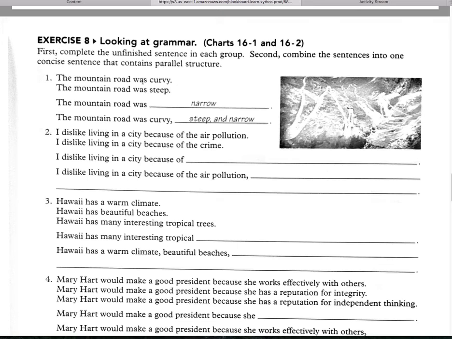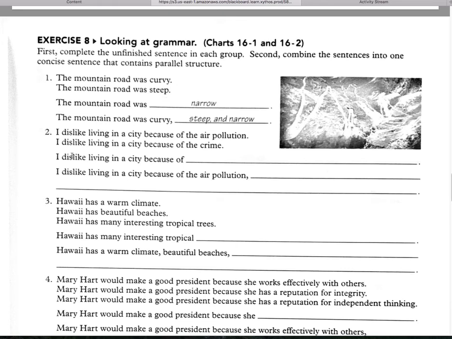The road was curvy. It was curvy. The road was steep. It went down. The road was narrow. That means there was only room for 2 vehicles, one going one direction, another going the other direction. So we combine curvy, steep, narrow. The road was curvy, comma, steep, optional comma, and narrow.